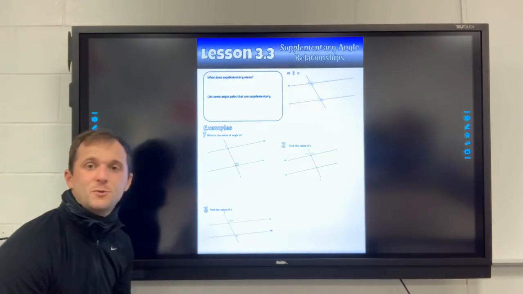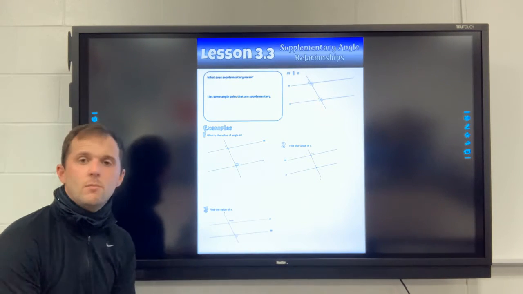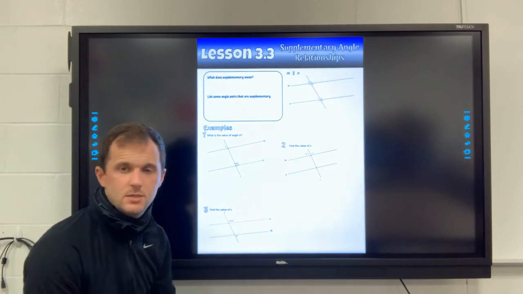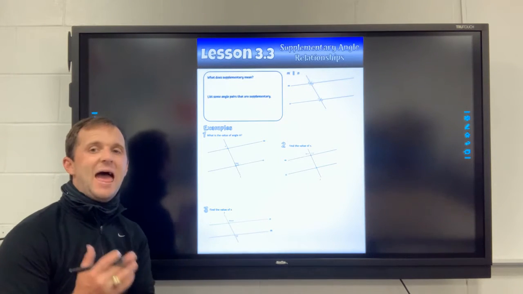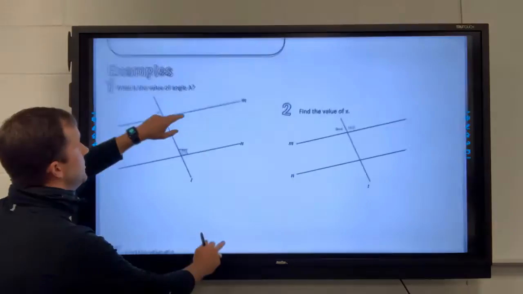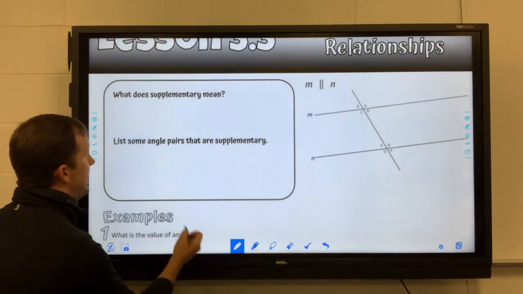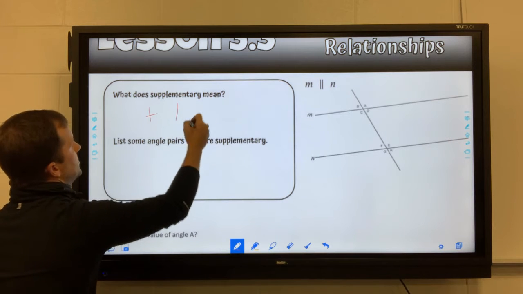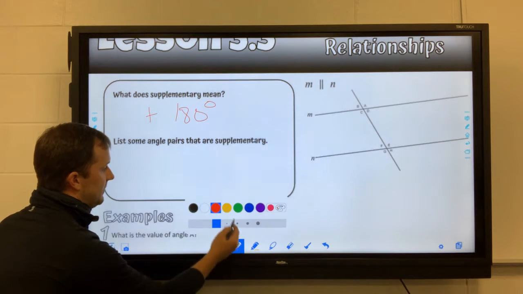Guys, so now for 3-3, we're dealing with supplementary relationships, okay? Remember, supplementary means they add up to 180 degrees. So that means these angle relationships that we're going to be dealing with are all going to add up to 180 degrees whenever we do this. Okay, so let's go ahead and jump into it. Again, supplementary means they add up to 180, so the two angles are going to add to 180 degrees whenever I solve for those.